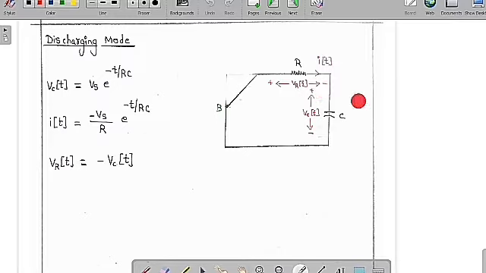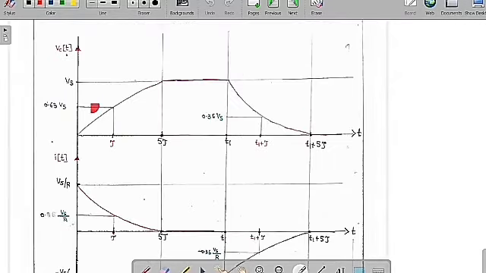So therefore i of t now will be the reverse of the previous one, which is i of t is equal to minus Vs by R into e to the power of minus t by RC. Now if you want to know the value of VR of t, by using KVL we can get that VR of t is equal to minus Vc of t. So these are the discharging mode equations of the capacitor voltage, the current in the capacitor, and also the voltage across the resistor. Now I am going to draw the capacitor voltage with respect to time in the charging mode and also in the discharging mode.